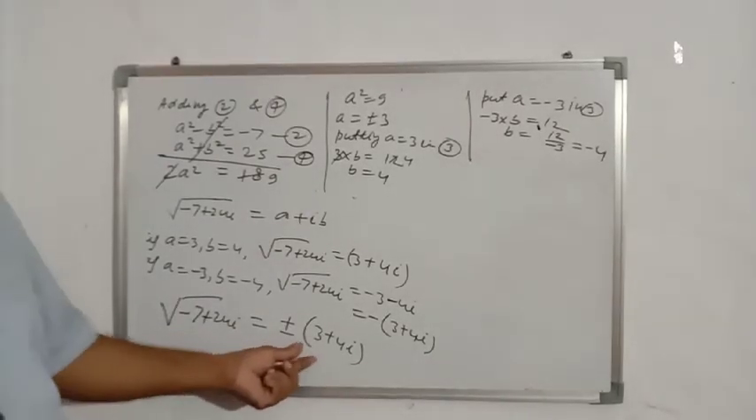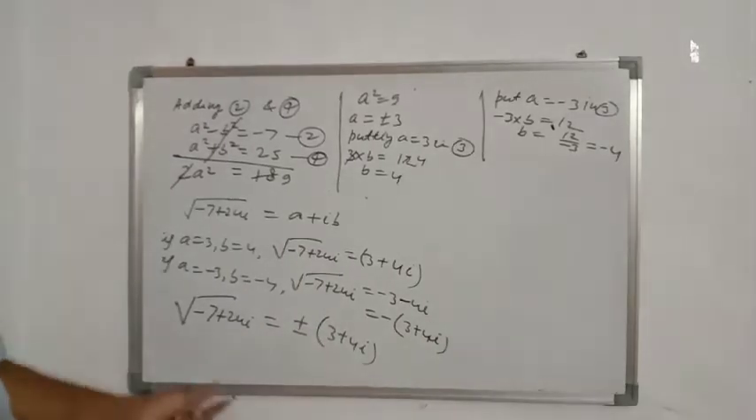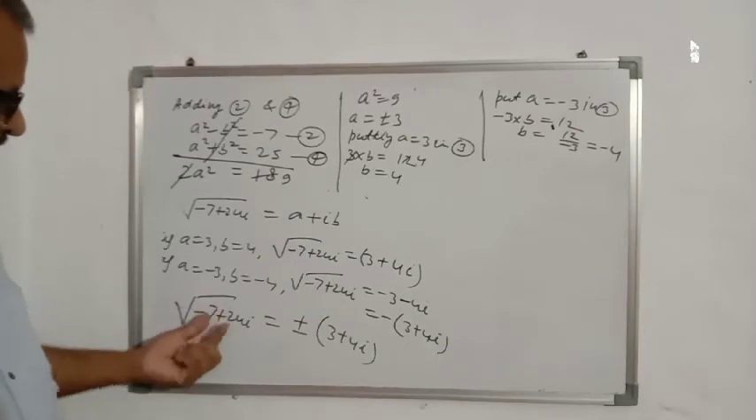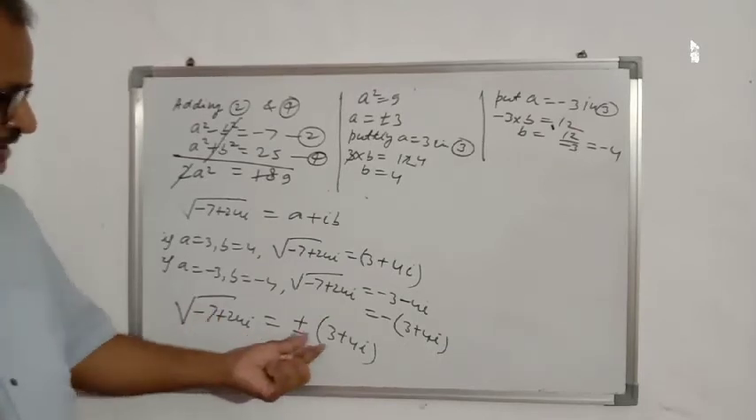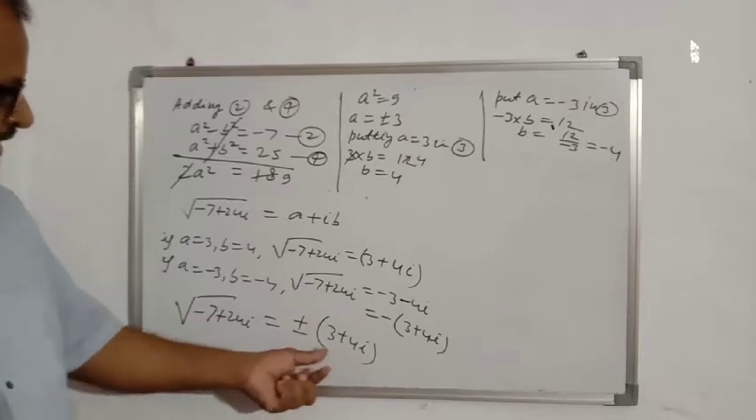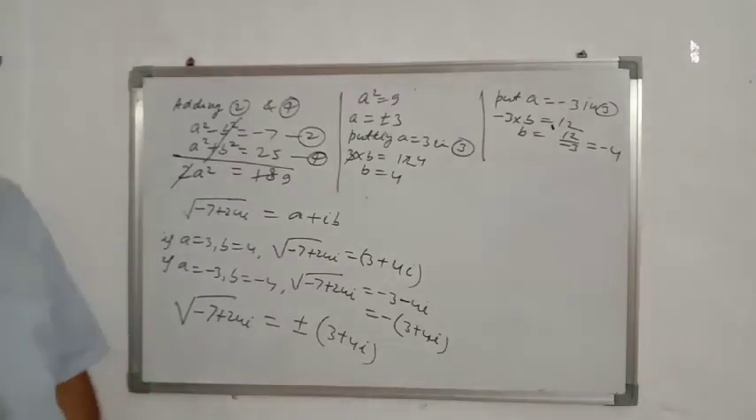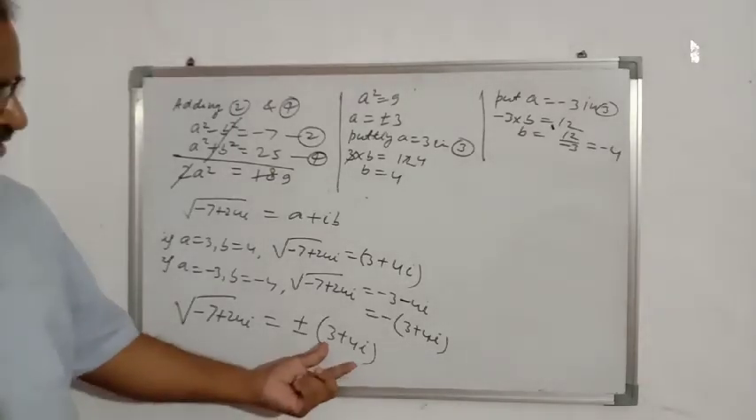Here we have to verify it. Verify means we have to check whether our answer is correct or not. So how can we check? If the square root of minus 7 plus 24i is plus minus (3 plus 4i), then on squaring, if we get the given complex number, it means our square root is correct. So take the square of this.